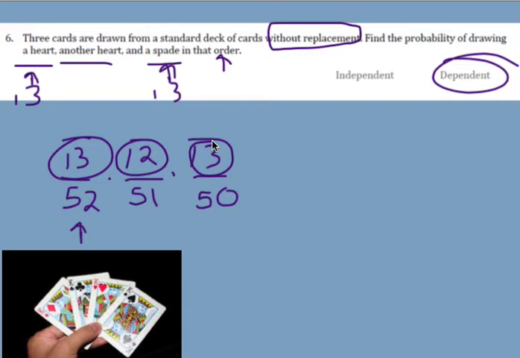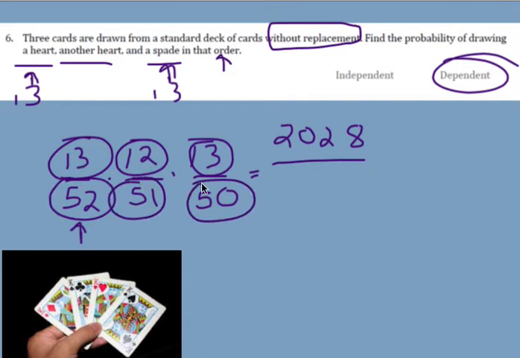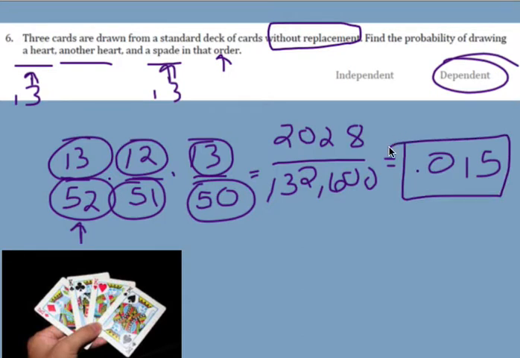And when you multiply across and you do that, you're going to get 2,028. And now we're going to multiply across the bottom. 52 times 51 times 50, 132,600. So then you're going to divide that out and you're going to get 0.015. So that's the probability of that exact situation occurring.